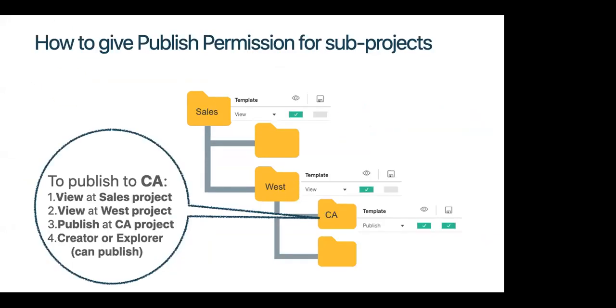How to give publisher permission for the sub projects. Let's say you want to give a sub project CA publisher permission. How do you give? 4 conditions have to be met. One is that you have to give a user view permission at the sales and at the West. 3 is you give user permission publisher at the CA, and of course the user has to have a publisher site role.